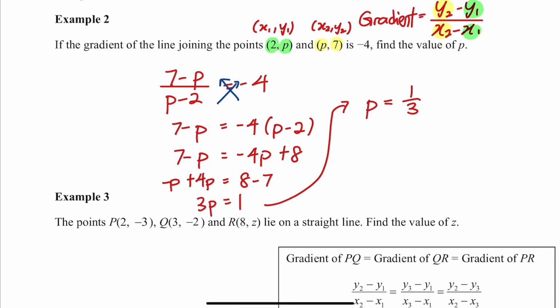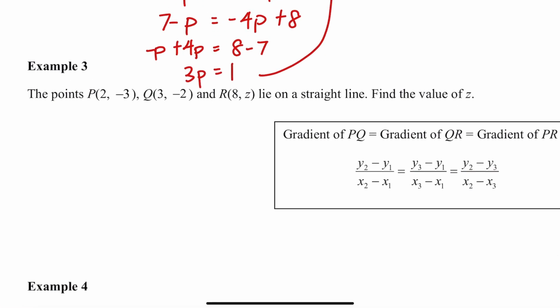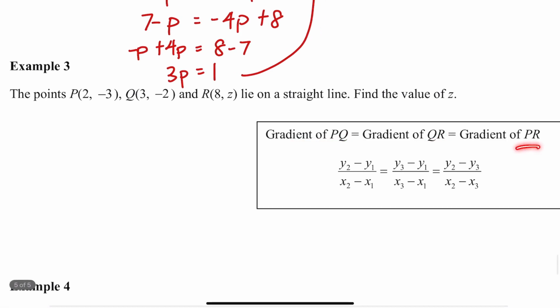Okay, let's now look at example 3. Here, they say that these 3 points lie on a straight line. Remember, on a straight line, the gradient is always the same. So no matter which 2 points I take, the gradient is always the same. So the gradient of PQ is the same as Q to R, and is the same as P to R.